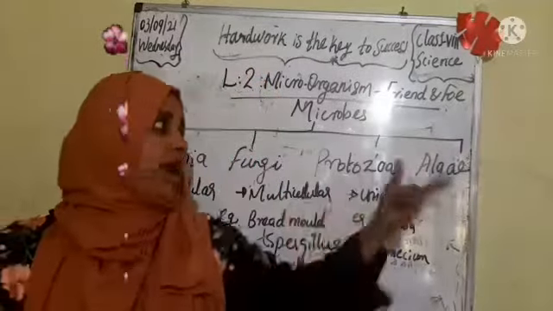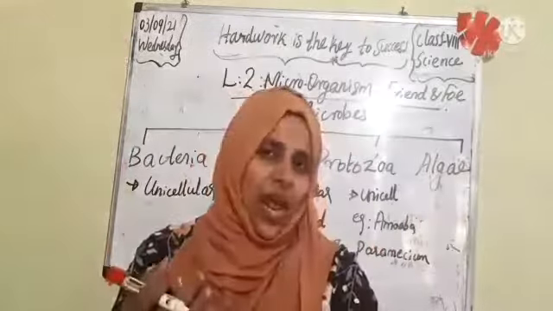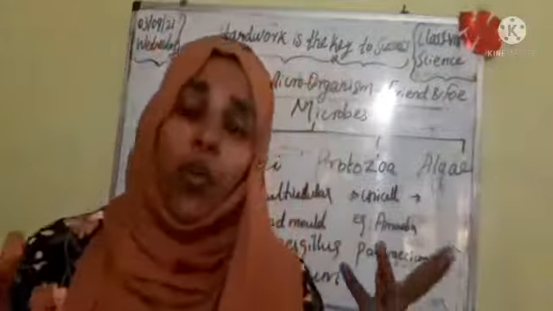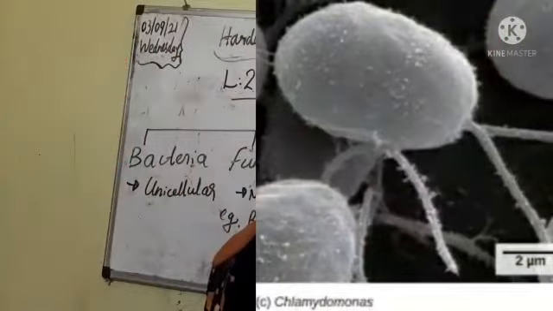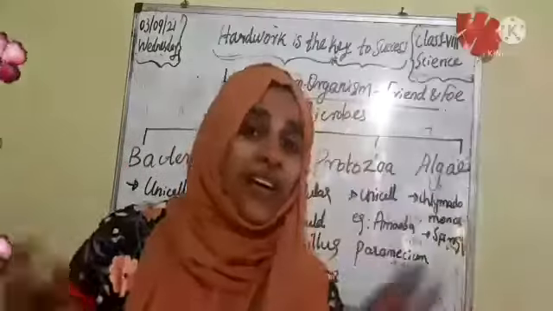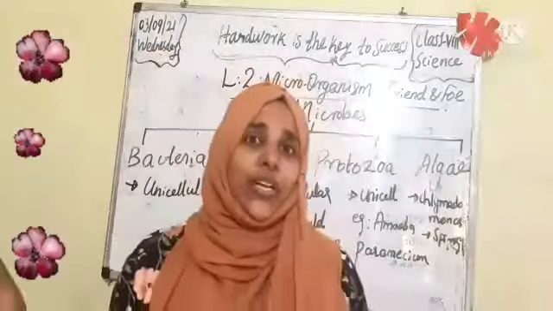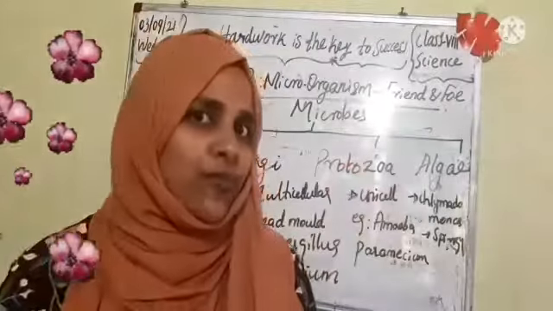Next we can talk about algae. Some algae are unicellular, but most of the algae are multicellular organisms. Examples are Chlamydomonas, and one more example is Spirogyra. Okay, Spirogyra and Chlamydomonas are the examples for algae. Clear? So students, now we learned about 4 different types of microbes, right?